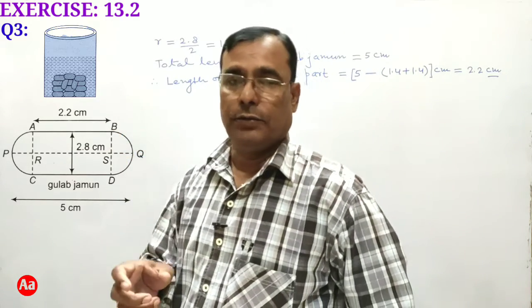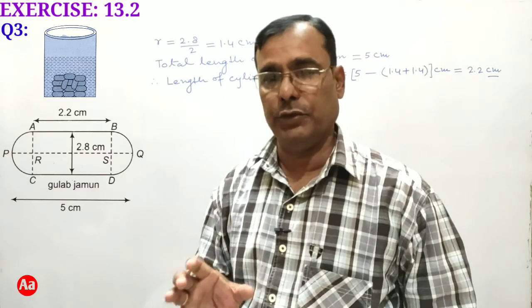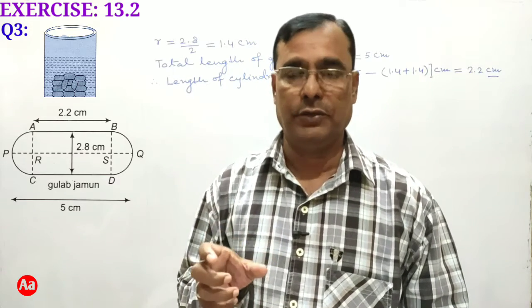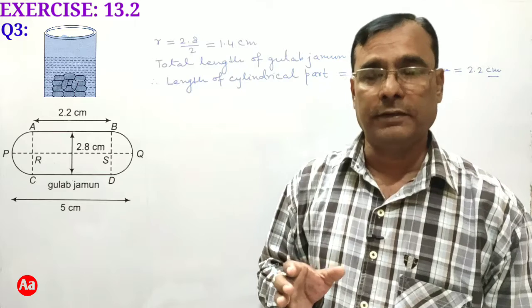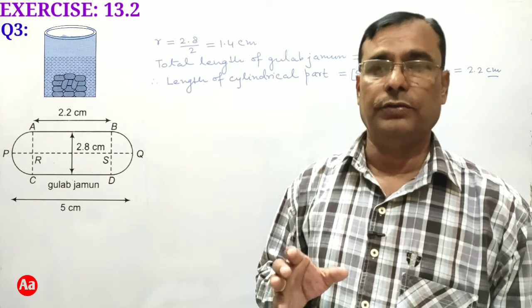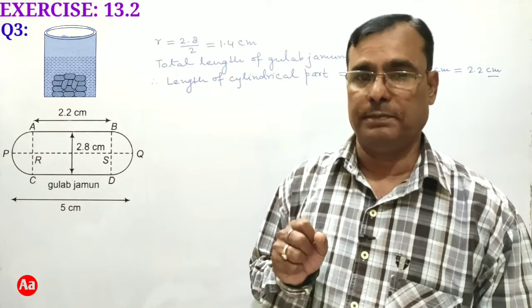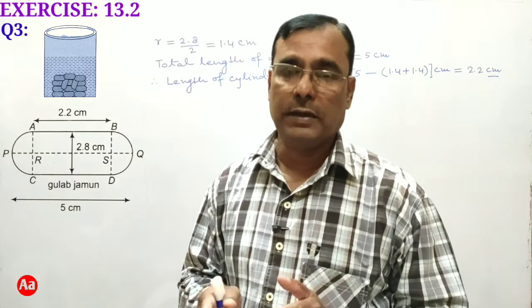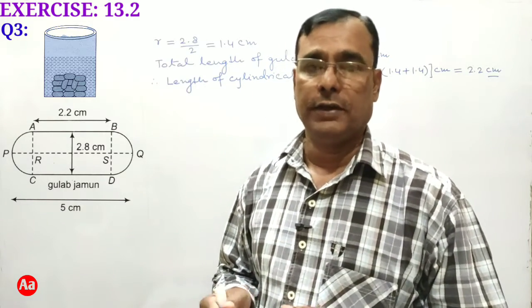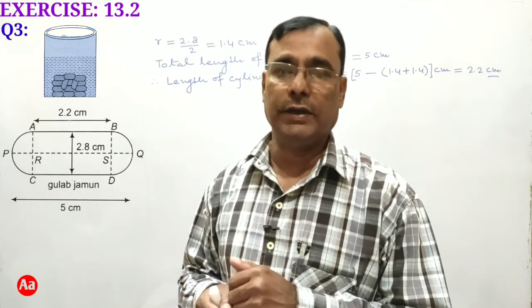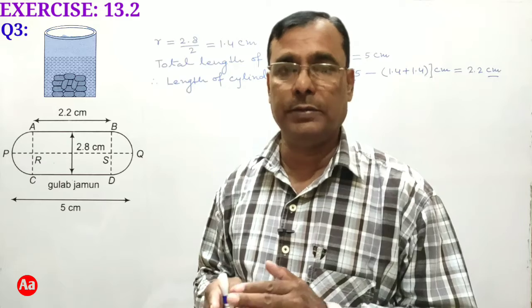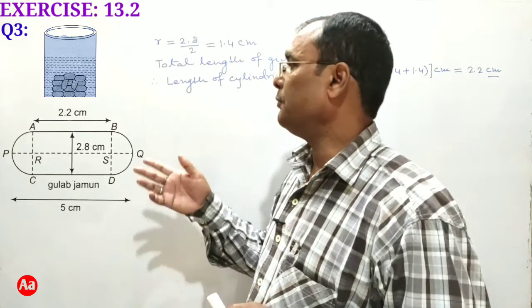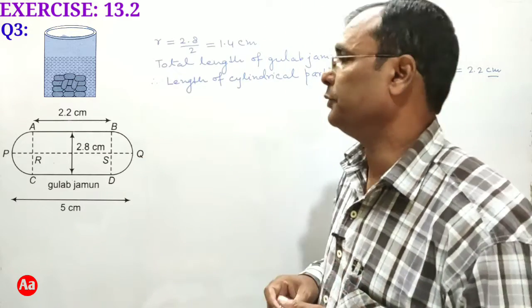So we have written radius 1.4 centimeter. First we will calculate volume of 45 gulab jamuns, and before that we need to calculate volume of one gulab jamun. 30% of volume of 45 gulab jamuns will be the amount of sugar syrup. So let us first calculate volume of one gulab jamun, then volume of 45 gulab jamuns. Thereafter we will calculate 30% of that, which will be the amount of sugar syrup approximately in 45 gulab jamuns. This is going to be the question.